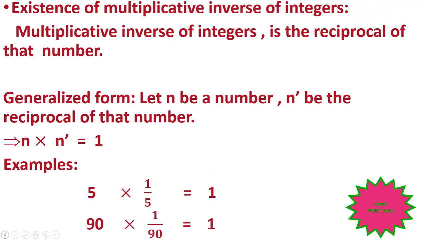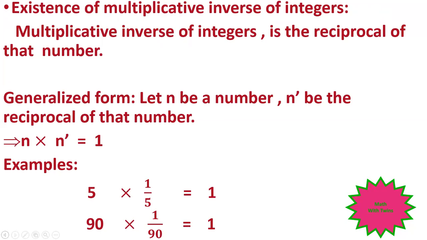Existence of multiplicative inverse of integers is our next topic. The multiplicative inverse of an integer is the reciprocal of that number. The reciprocal of a number means that in the fraction, the numerator becomes the denominator and the denominator becomes the numerator. The generalized form is n into n dash equals 1, where n is the number and n dash is the reciprocal of that number.